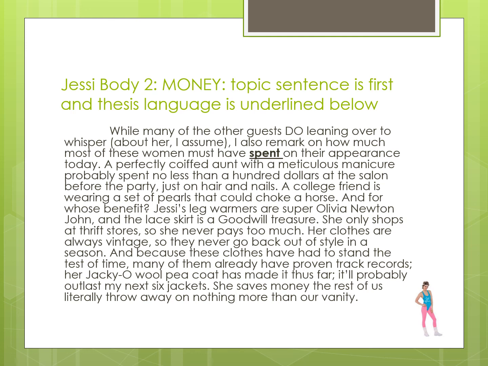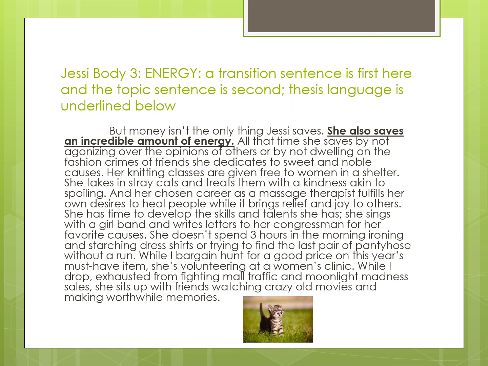Everything is about money. In the next paragraph, I transition. But money isn't the only thing Jessi saves. Now that's my first sentence, and it's okay because it ties the last idea of the paragraph above into the first idea of this paragraph. But the rest of this paragraph is supposed to be about energy. My topic sentence has to contain the word energy or a close synonym because my thesis statement promised that this would be the third point I would make. So that third body paragraph, the fourth paragraph of the essay, is about saving energy. Everything here is about saving energy.